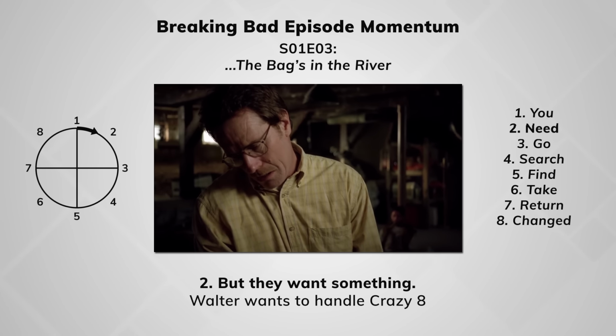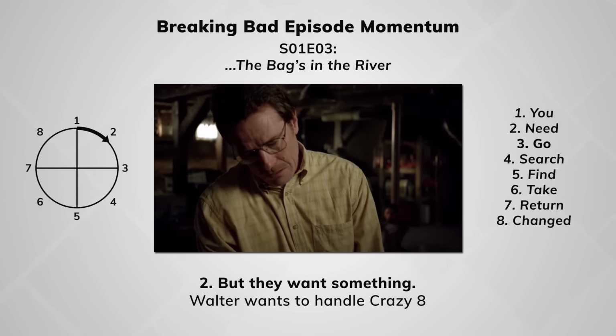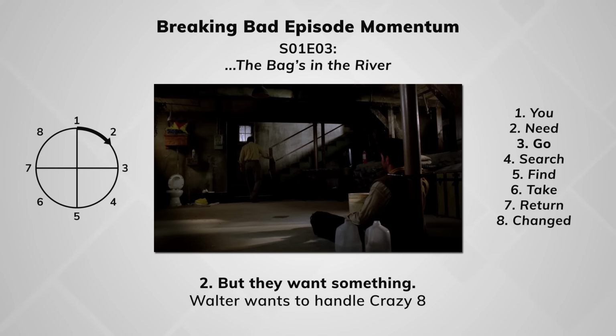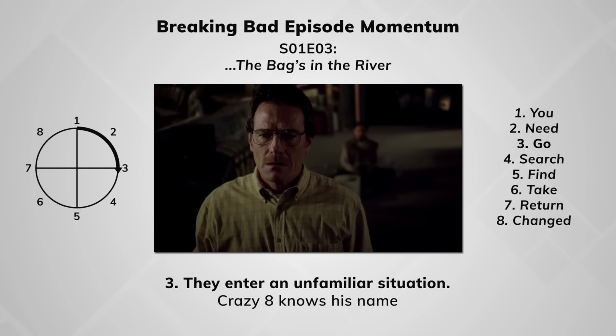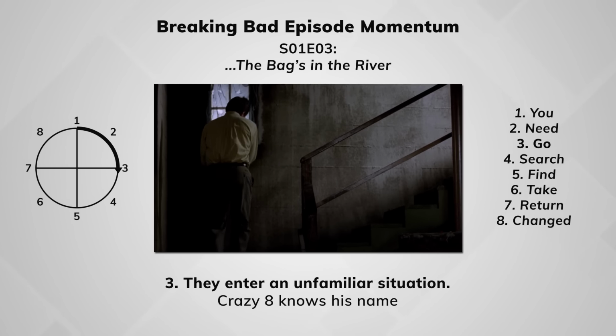In episode 3, Walter wants to handle Crazy 8, ideally in a way where he doesn't have to kill him. Walter enters an unfamiliar situation when Crazy 8 starts talking to him, and Walter realizes Crazy 8 knows his name and who he is.